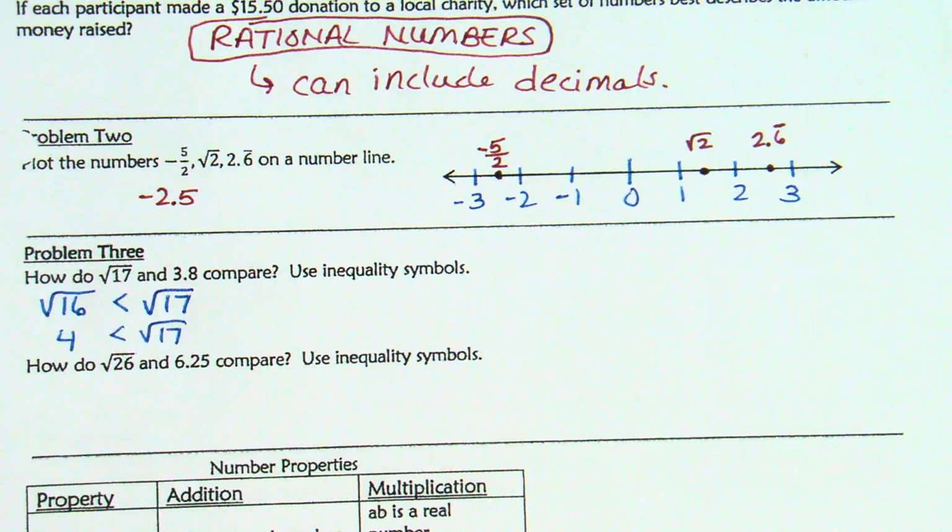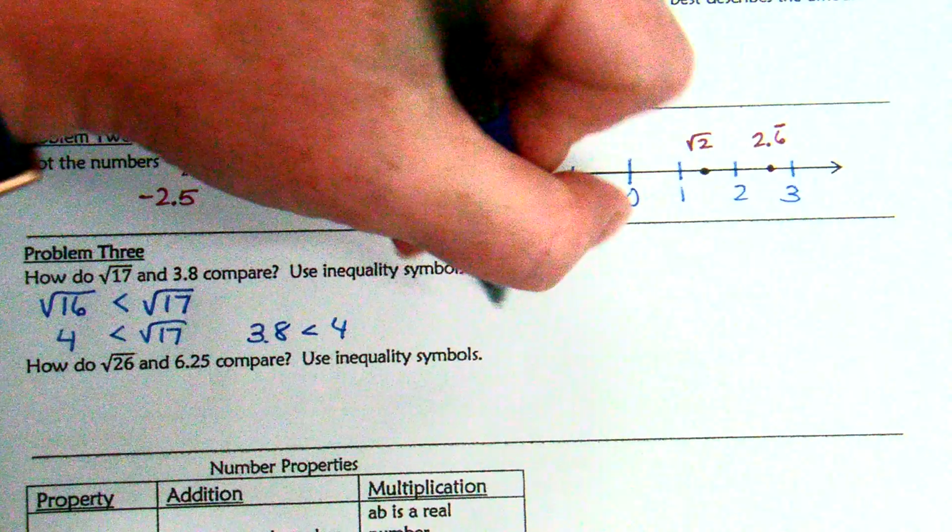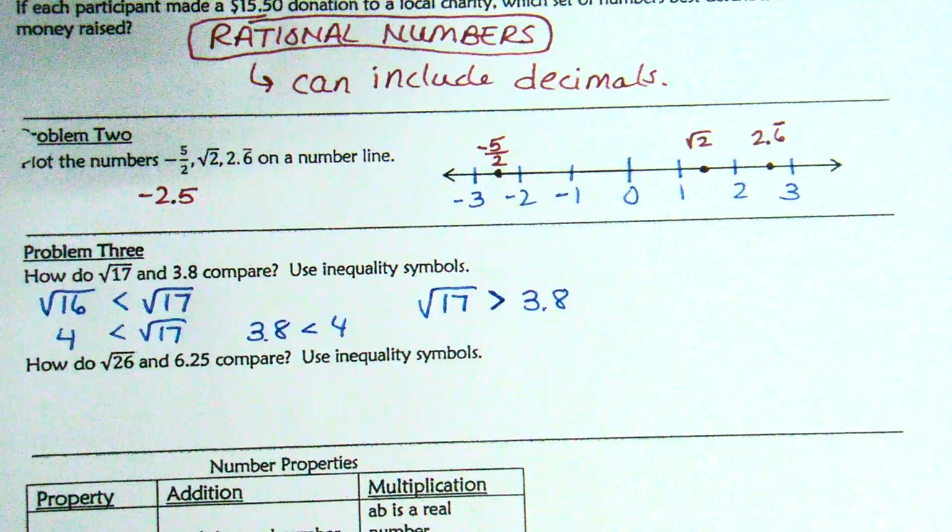What do we know about 3.8 in relation to 4? 3.8 is smaller than 4, yes? So if one of these numbers is smaller than 4 and the other number is bigger than 4, can we compare them without using a calculator? Definitely. Now, officially, the original problem was given as square root of 17 and then 3.8. So if we keep them in that order, the inequality symbol needs to be a greater than, because square root of 17 is greater than 3.8.